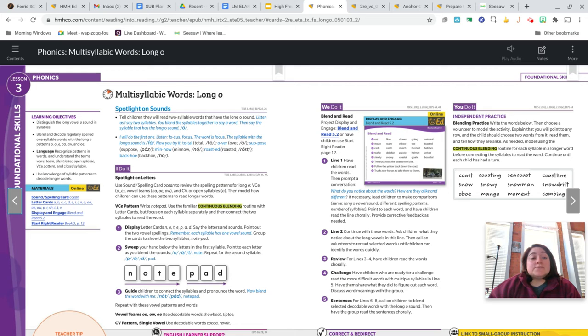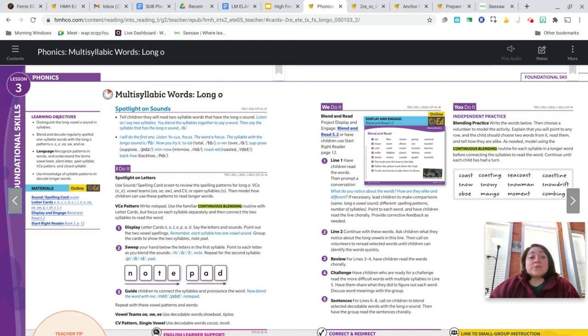Okay, let's listen. I know that the multisyllabic word focus, if I put those two syllables together, the word is focus. So the syllable with the long O sound is fo. Now you try it. All right, here's the first one. Let's see if you can get it. Total. Which part of the word has the long O sound?